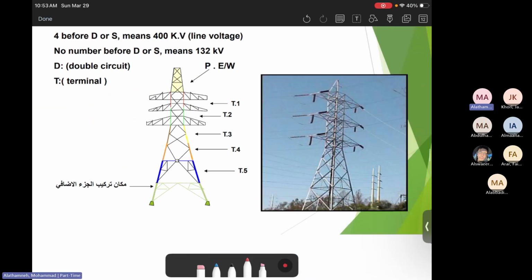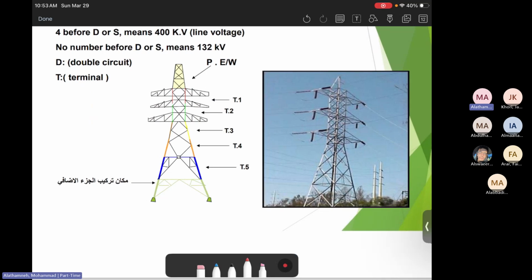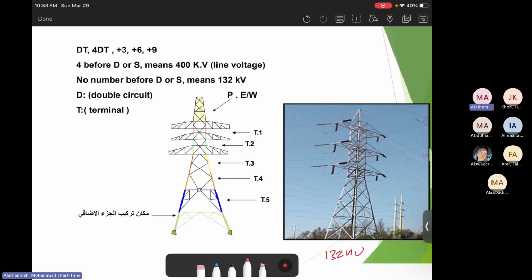Okay, now how about this part of the towers? This is a tension tower, I would say. This is a 132 kilovolt tower. Now, the first thing, if there is a number 4, it means 400 kilovolts. If there is no number, it means 132 kilovolts. D means double circuits. T means terminal. So for example, 4DT.